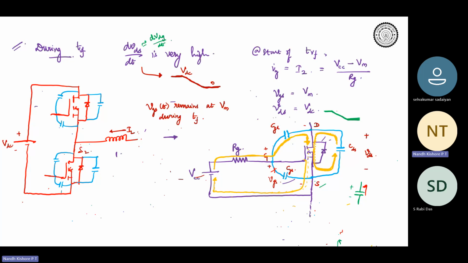So one equation is Ig equal to CGD into dVGD by dt, right? And the second equation is Ig equal to VCC minus VGS by RG. So can you tell me what will be the relevant values? What will be VGD? What is dVGD by dt? So dVGD is changing from what to what?